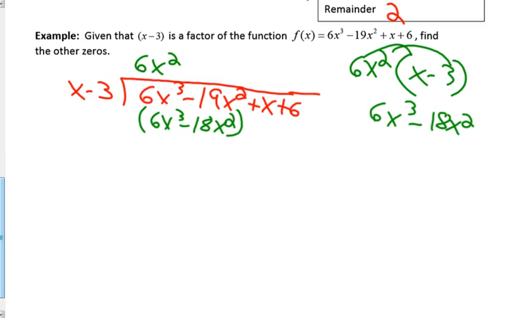So then what's the operation now? Subtract, right? Not just 19x squared; we're going to subtract this whole thing right here. So what's 6x cubed minus 6x cubed? Nothing, right? That goes away. Now, be careful. What's negative 19x squared minus negative 18x squared? Negative 1x squared, right? Now I've got to bring down plus x plus 6.